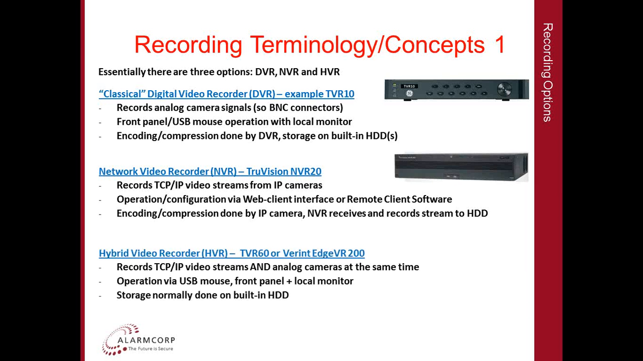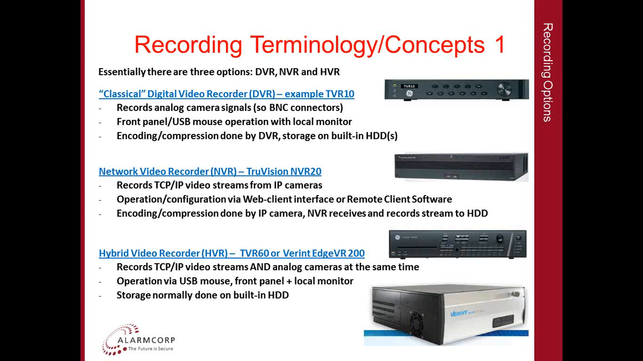Okay, next, hybrid video recorder, HVR, something like a TruVision TVR60 or a Verint EdgeVR 200. Now this is a combination. It records both TCP/IP streams from IP cameras and analog cameras via the built-in BNC input on the back. So it records IP and analog camera simultaneously. Operation is typically via the USB mouse or front panel plus local monitor, but you can also operate it remotely via a web browser or client software. And again, storage is normally done via the built-in hard disk. So there we have a picture of a TVR60 and a picture of a Verint EdgeVR 200.